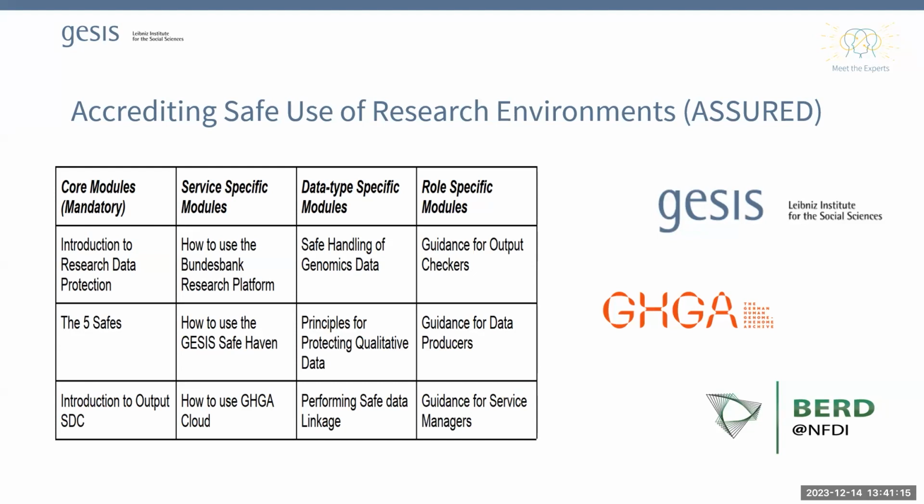So the Bundesbank are very interested in these modules. So we would have a service specific module. So how to use the GESIS safe environment, how to use the GHGA cloud that they're developing, how to use the Bundesbank research platform. And then we have the capacity to add in other things as we see appropriate. So if we have a service which does a lot of data linking, we can add in modules in this area, or how to use very specialized data like genomics.